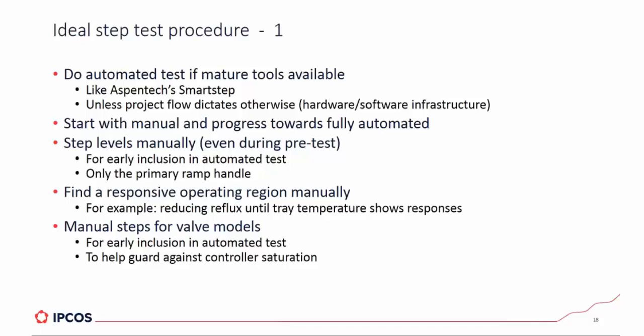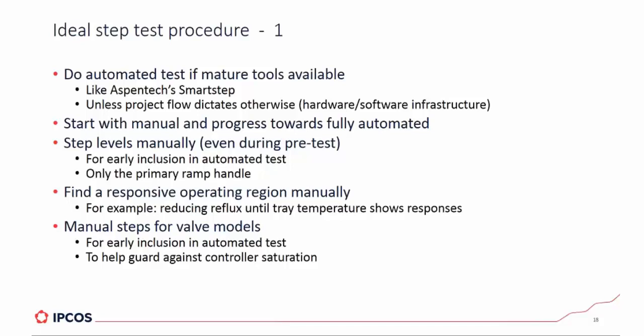And then at the very beginning we will do some manual steps for finding the important valve models. This also applies to slave loops in the case of a cascade on DCS level. Once again, it's very convenient to include these models, and it will typically just be the most important models.